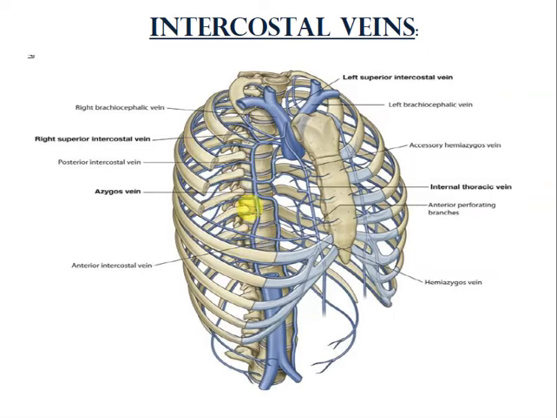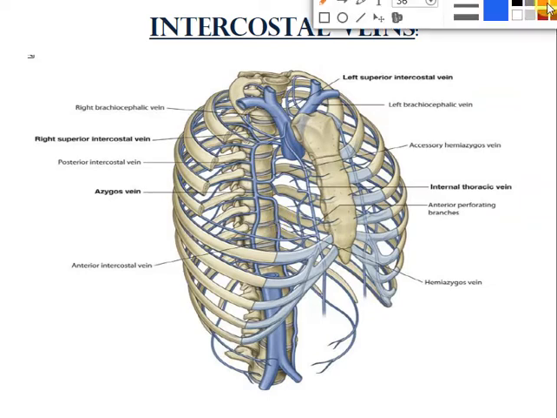This is the azygous vein, and the hemiazygous vein is here. We have the accessory hemiazygous vein. This one is the accessory hemiazygous vein. Hemiazygous vein is here. So let me draw it for you so that you can see it.